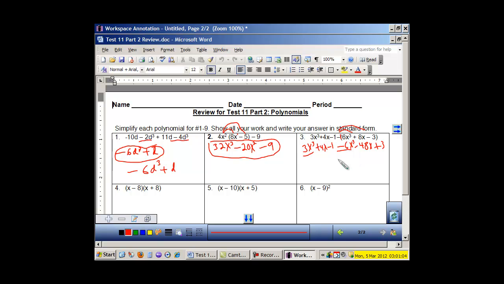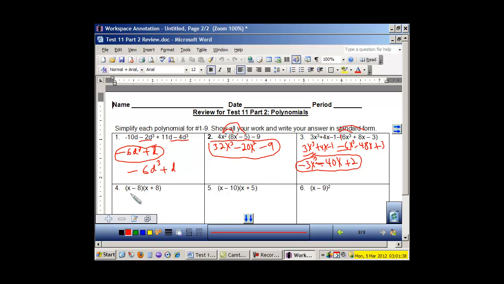3x to the third minus 6x to the third is negative 3x to the third. 4x added to negative 48x is negative 40x, and 1 minus negative 1 plus 3 is plus 2. And we're done. Nothing you can do about unlike terms, just leave them.